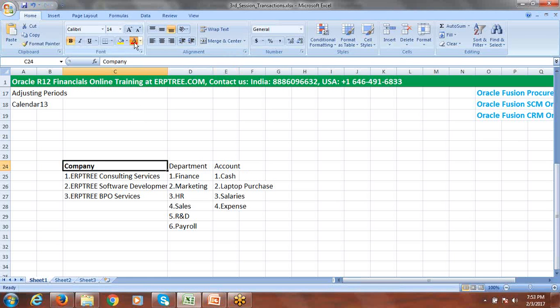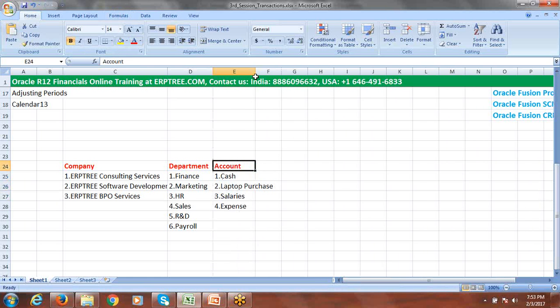So based on the information, we are giving titles. These all are companies, so I'm giving the title as company, or you may give companies. These all are departments, so you can give the title as department, or you may give departments. And this is all information related to accounts, so you can give the title as account or accounts. Anything you can give.